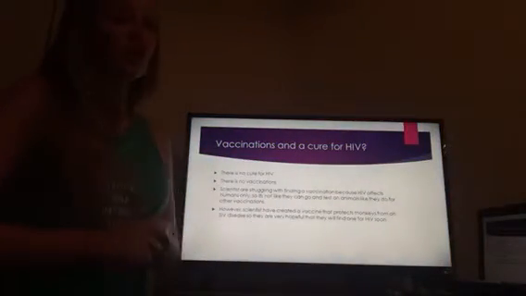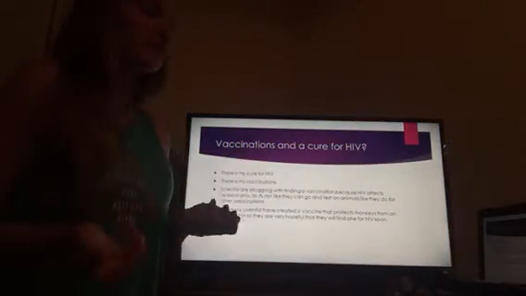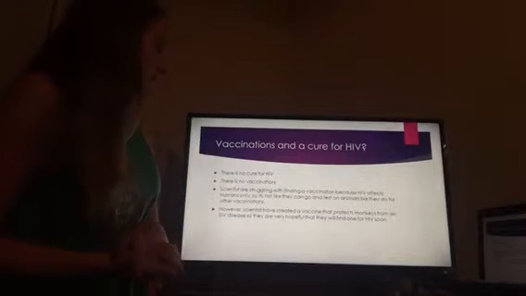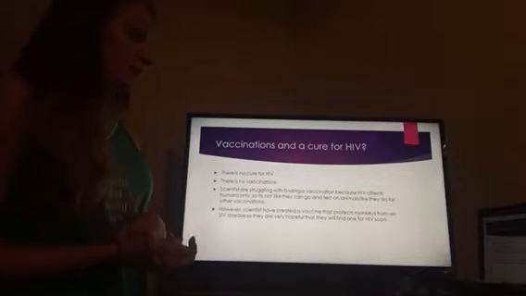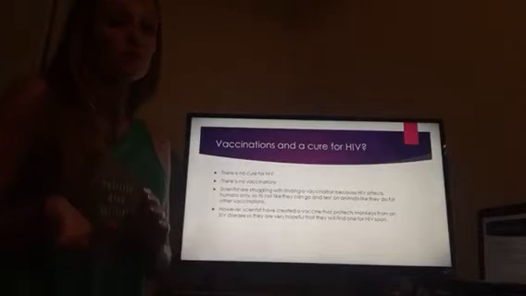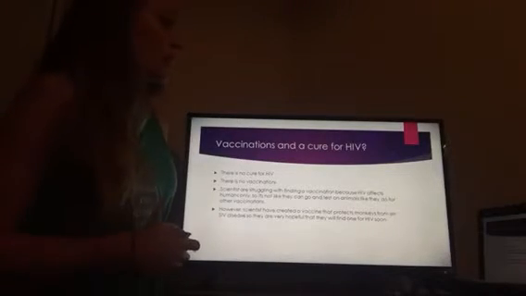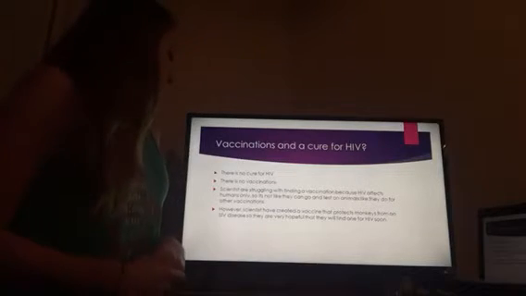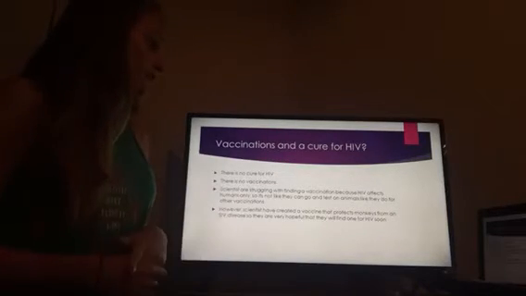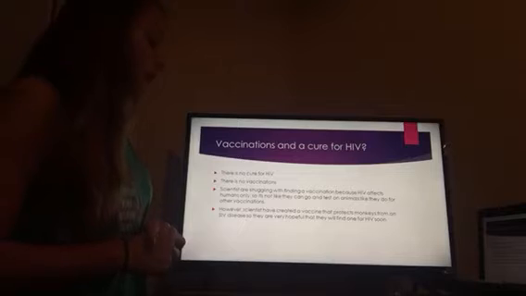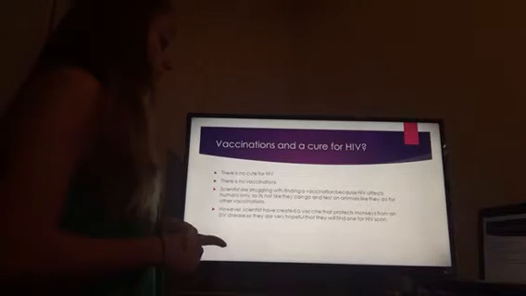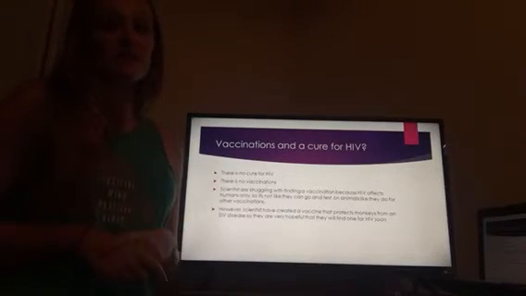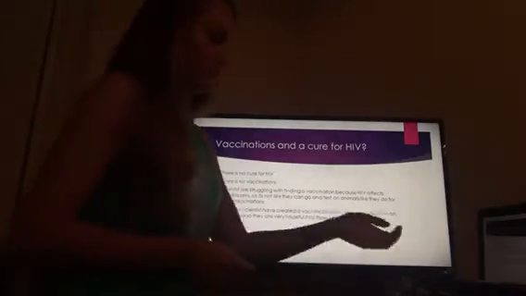For vaccinations, there are none for HIV, sadly. Scientists are struggling with finding a vaccination because HIV affects humans only, so they can't go around and test on animals like they do with other vaccinations. However, scientists have created a vaccine that protects monkeys from an SIV disease, so they are very hopeful that they will find an HIV vaccination very soon.